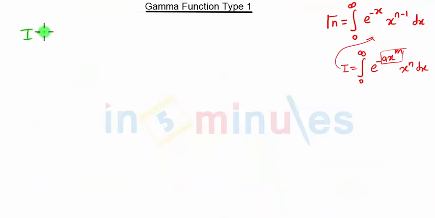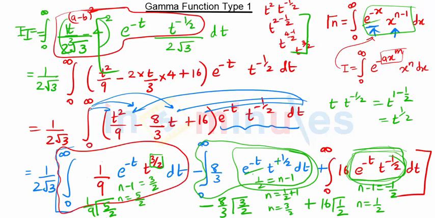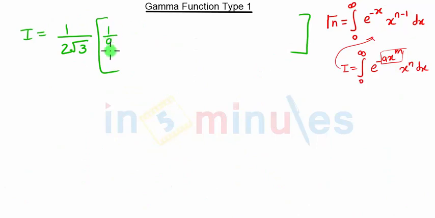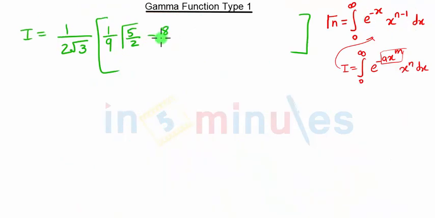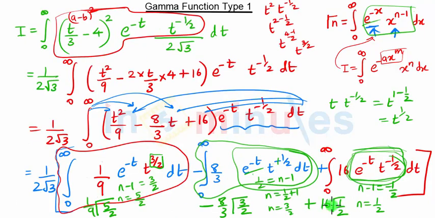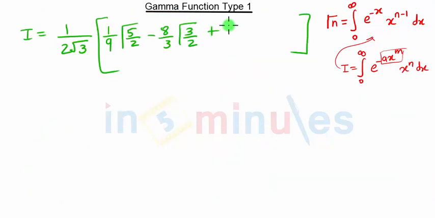We get I equal to 1 upon 2 root 3 outside. Then we have 1 by 9 gamma of 5 by 2. Then we have minus sign 8 by 3 gamma of 3 by 2. Then we have plus 16 gamma of half.